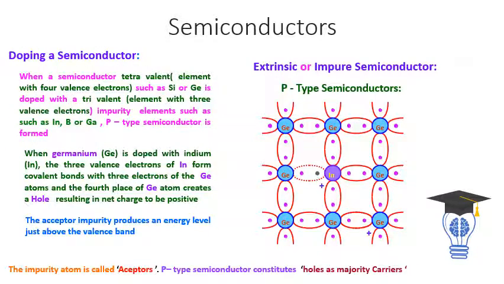Similar to N-type semiconductor formation, if a tetravalent, that is 4 valence electron, silicon or germanium is doped with a trivalent impurity like indium, which contains only 3 valence electrons, if indium is added as an impurity to pure semiconductor silicon or germanium, then 3 valence electrons get bonded with the germanium, leaving behind 1 hole free.